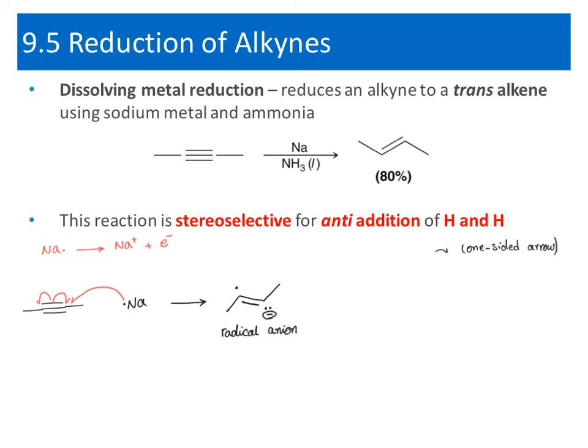Now the anionic part of this molecule can act as a base, and we have ammonia in the solution. Ammonia is our solvent, and it's a good source of proton. So it will take the proton from the ammonia. So this step is a proton transfer step, and forms this radical.